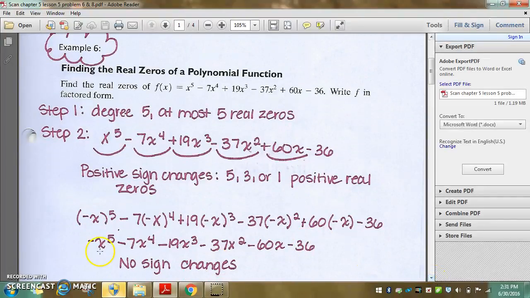Now we are going to look at the sign changes here. Negative, negative, negative, negative, negative. There are no sign changes. So that's going to tell us that we're going to have no negative real zeros.